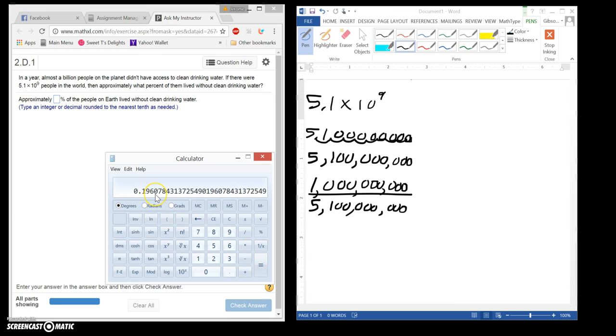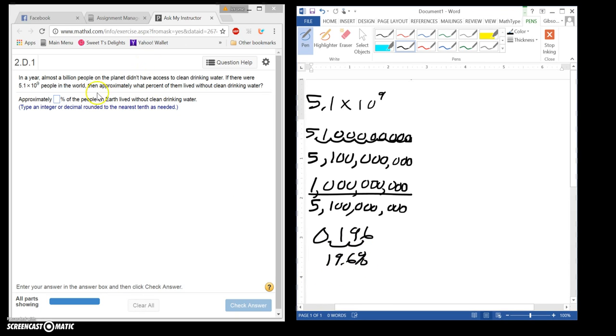And that would give us about 0.19 in this long number. It tells us to type an integer or decimal rounded to the nearest tenth as needed. So what we would have to do here, we would have to go to 4 decimal places to see if we round up this third digit. So if you notice here, the 4th decimal place is 0. So we will round this to be 0.196 and change this to a percent. We'll move it 2 places to the right, so it'll be 19.6%.